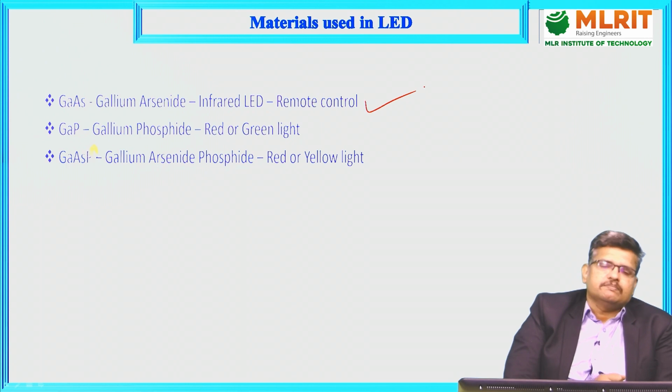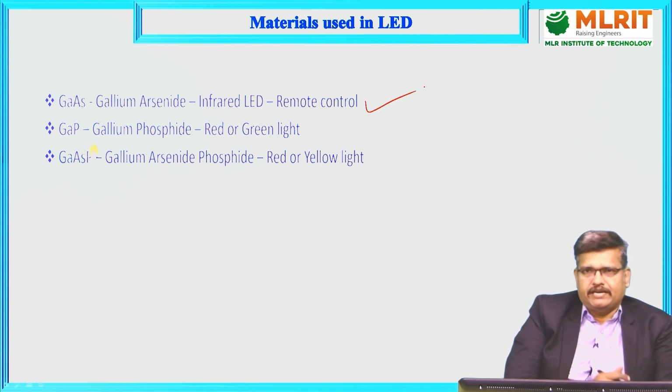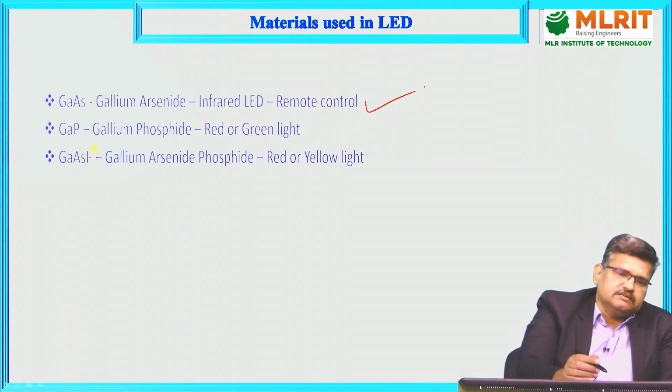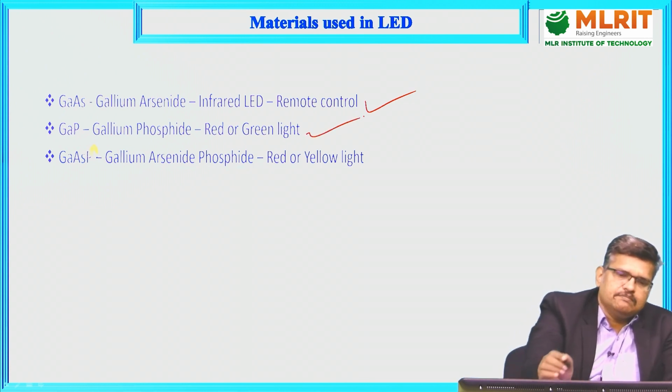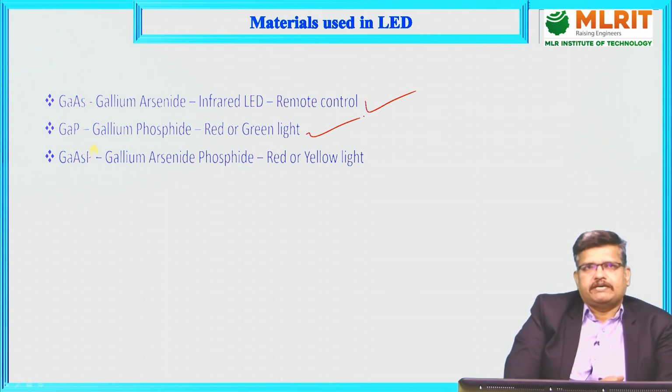Suppose you want to change the color, say red or green light. At that time you have to change the material. What type of material? Gallium phosphide. If you use this gallium phosphide material, then you can get red color emission or green color emission of light.